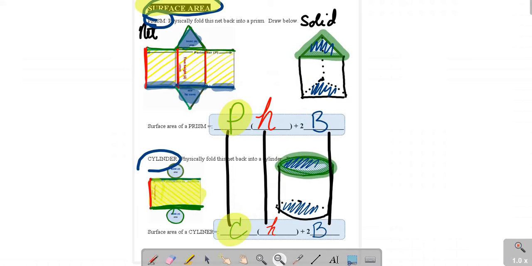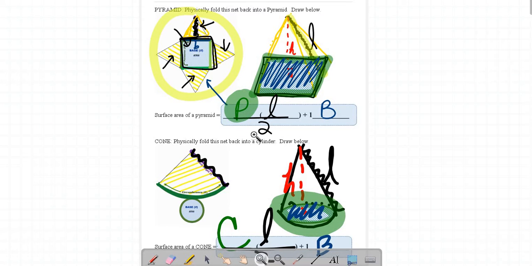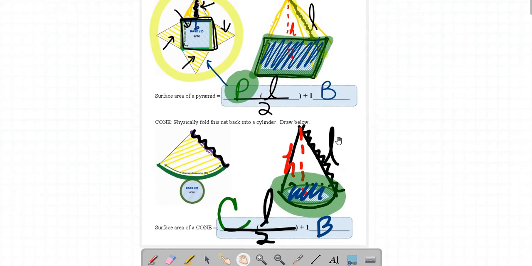So just to recap, the surface area of a prism is the perimeter of the base times height plus the area of 2 bases. A cylinder: circumference of a base times height plus the area of 2 bases. Pyramid: perimeter of the base times slant height over 2 plus 1 base. And cone: circumference times slant height plus 1 base.